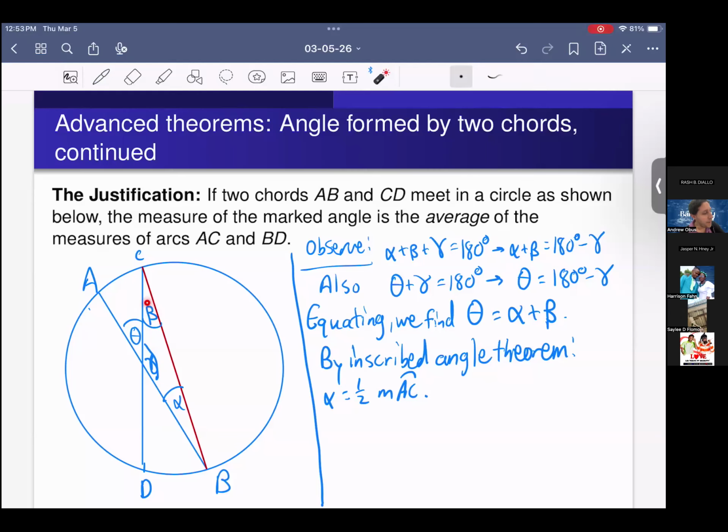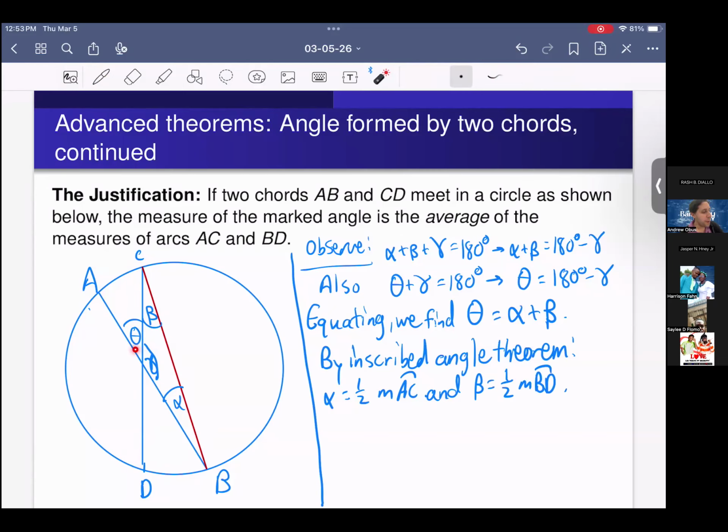And similarly, what's beta? Well, beta is an inscribed angle, and it cuts off the arc BD. So beta is equal to 1/2 times the measure of the arc AC. Sorry, not AC, BD. Okay, because these are both inscribed angles, and this is the one arc and this is the other arc.